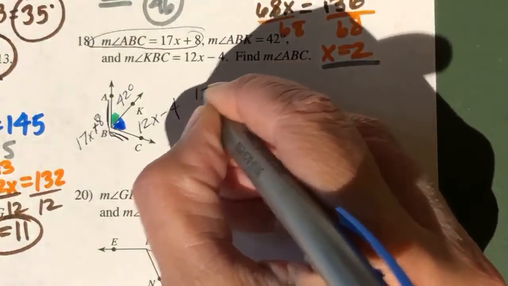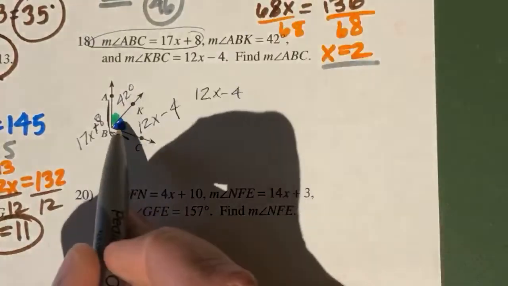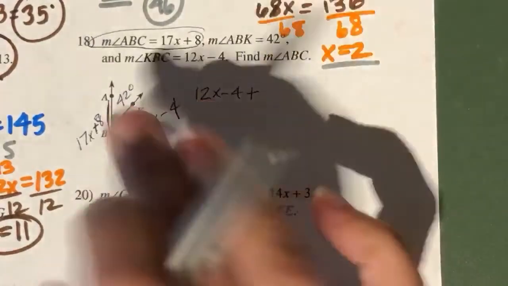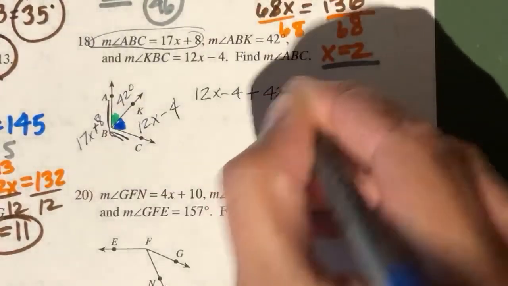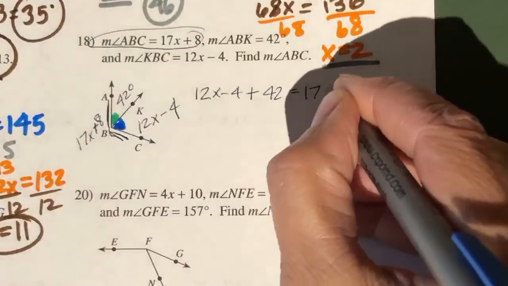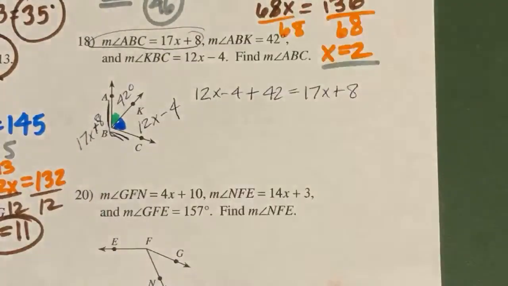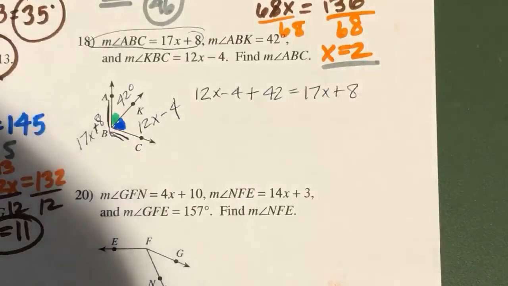So 12x minus 4, which is the blue angle, plus 42, which is the green angle, is equal to 17x plus 8.